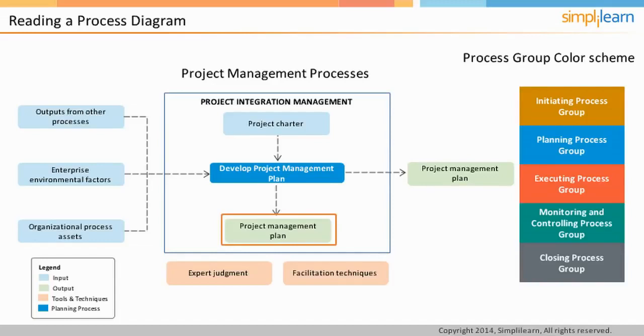You can observe that the process in the image is color-coded based on the process group. Initiating process group is in yellow, planning process group is in blue, and so on. You can read the processes and their color codes in the legend box on the bottom left of the screen. The process group affiliation is also indicated in the text of the description. It is important to understand the process group context to appreciate what the process does. In the next screen, let us look at the Develop Project Charter process.